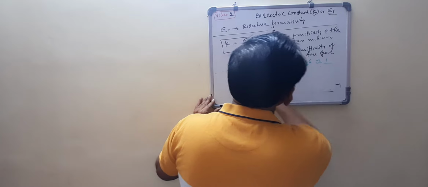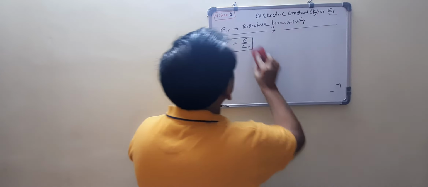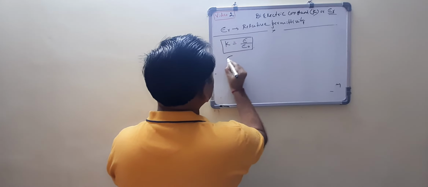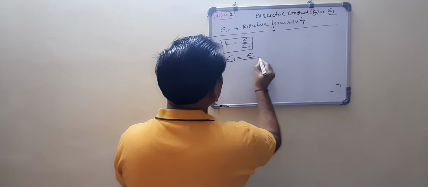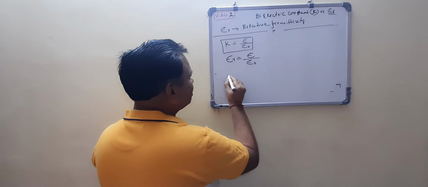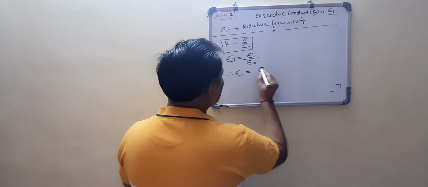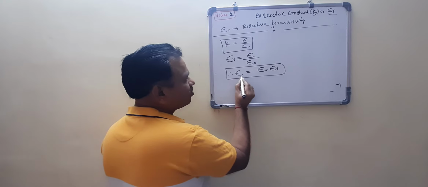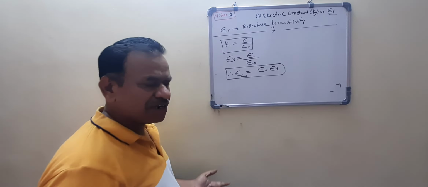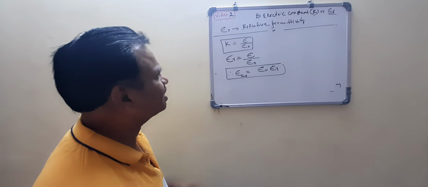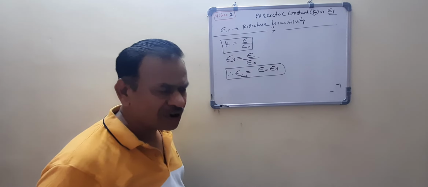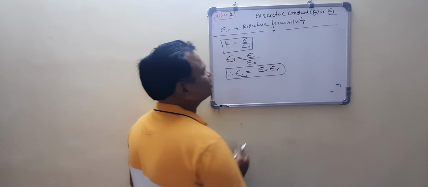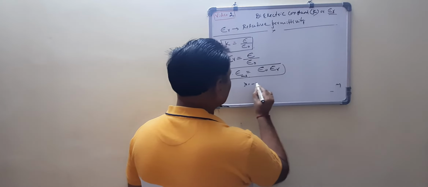And sometimes I will say that K is nothing but epsilon r. Both are the same, and in calculations this is important. That is, epsilon r equals epsilon divided by epsilon naught. Therefore, epsilon equals epsilon naught into epsilon r. Here epsilon is any medium, it may be any liquid, hydrochloric acid, benzene, whatever. And epsilon naught is the permittivity of air or vacuum. It is the relative permittivity, with r as the subscript, students, and it has no unit.